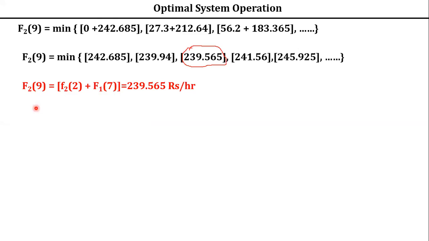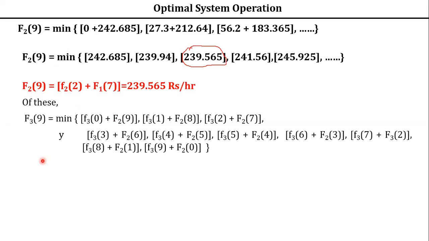So F1 we have completed, F2 of 9 we have completed. For 9 megawatt, 2 units we have completed, F1 and F2. What are the units left out? 3 and 4. So you have to find out F3 of 9 and F4 of 9, on the same lines. So now you see, what is F3? This is how you can write it. Isn't it?